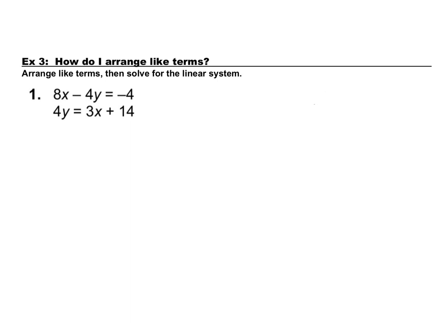All right, example number 3, how do I arrange like terms? Notice how the first equation is written in standard form. You've got 8x minus 4y is equal to negative 4. And that's how we want them. We want them in the standard form where the x and the y are on the same side when we solve these. So notice how the second one is not.